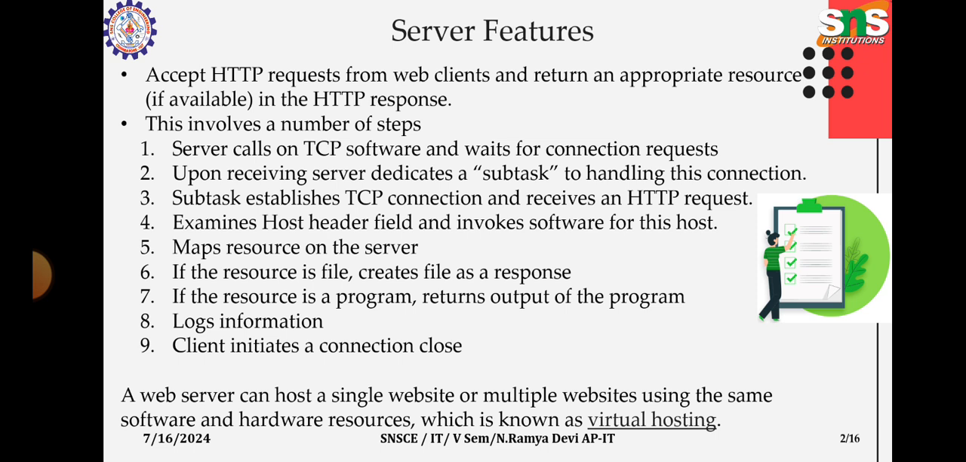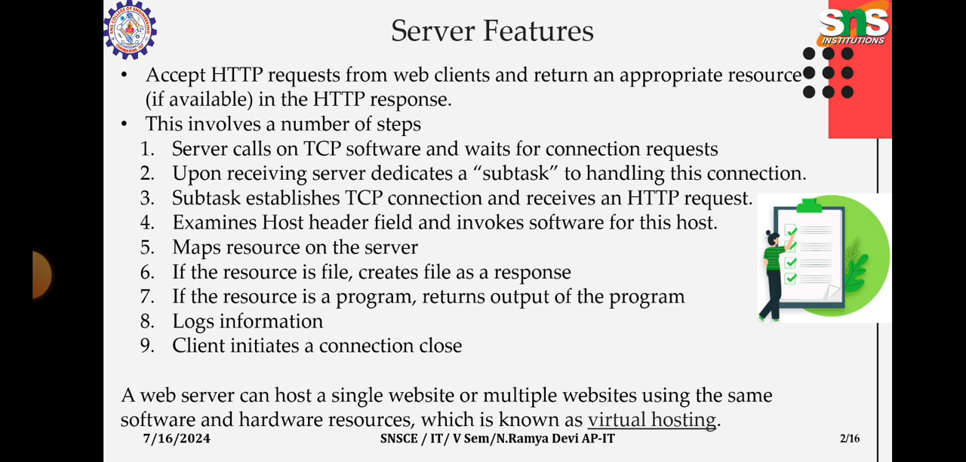The features of a web server are that it should be able to accept HTTP requests from a web client and return an appropriate resource or response through an HTTP response. This involves a number of steps. The first step is that the server calls on TCP software and waits for a connection request. Upon receiving one, the server dedicates a subtask to handle this connection. The subtask establishes the TCP connection and receives an HTTP request, examines the host header field and invokes software for this host. It also maps the resource on the server.